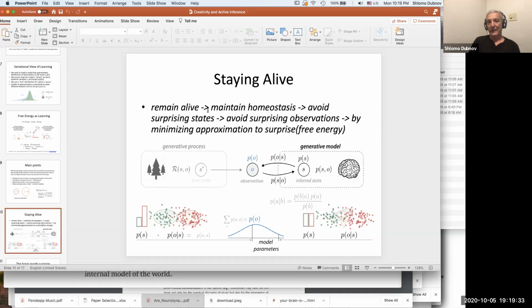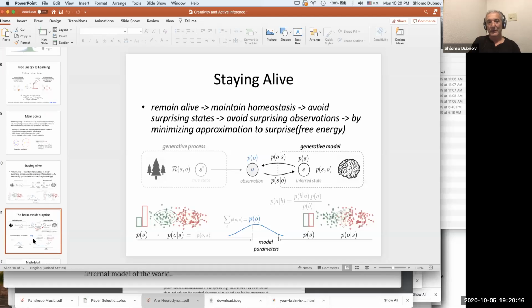So kind of the idea is that the living organism, to stay alive, maintains this homeostasis, which means avoiding surprising states, which means avoiding surprising observations. And this whole process is minimizing the surprise, or basically the approximation to that surprise is done by free energy. Now, why is it an approximation? Because of the P and the Q. The notation here doesn't make a distinction between P and Q, but this would be the Q, the internal representation, and this would be the P. So it's approximating the real world.